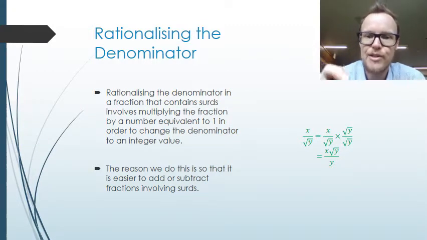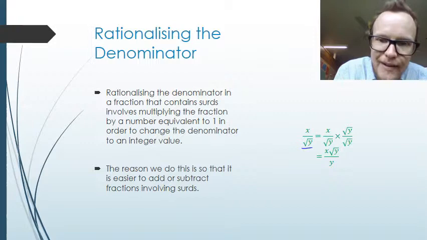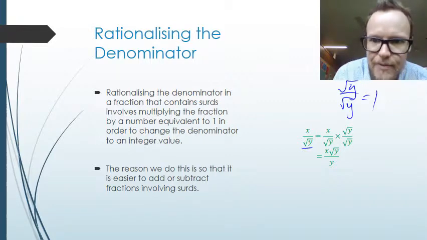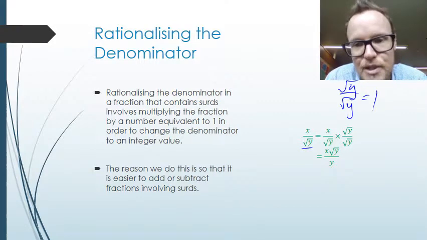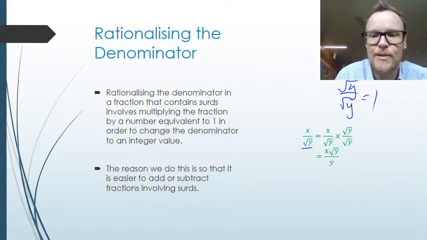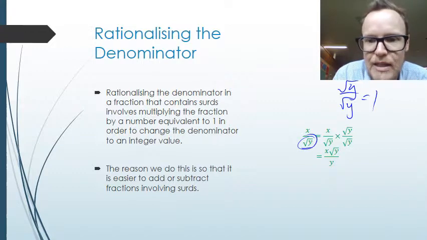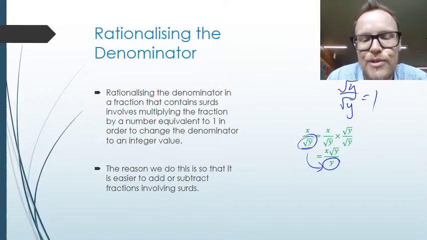So that's the aim, and that's the process really. For the example that we have here, we've got some value x over a surd, square root of y. If I multiply by square root of y over square root of y, that is 1. That's multiplying by 1, so it doesn't actually change the value of the expression at all. But what it does do is it turns the denominator from being irrational to being rational. Okay, so making sure there's no surd on the bottom.